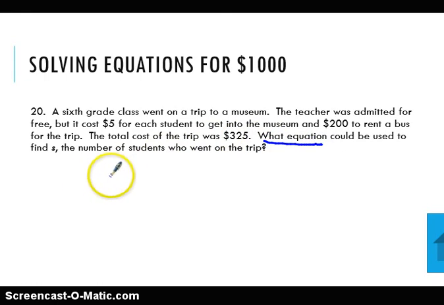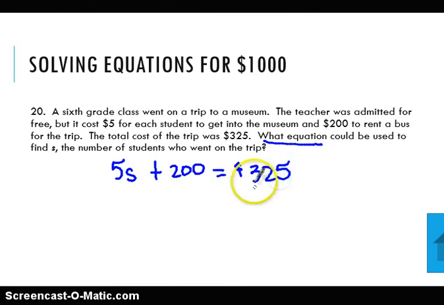It's just asking for the equation. So it'll be 5 times the number of students plus the $200 it cost to rent the bus, and the total cost was $325. And there we go for that.